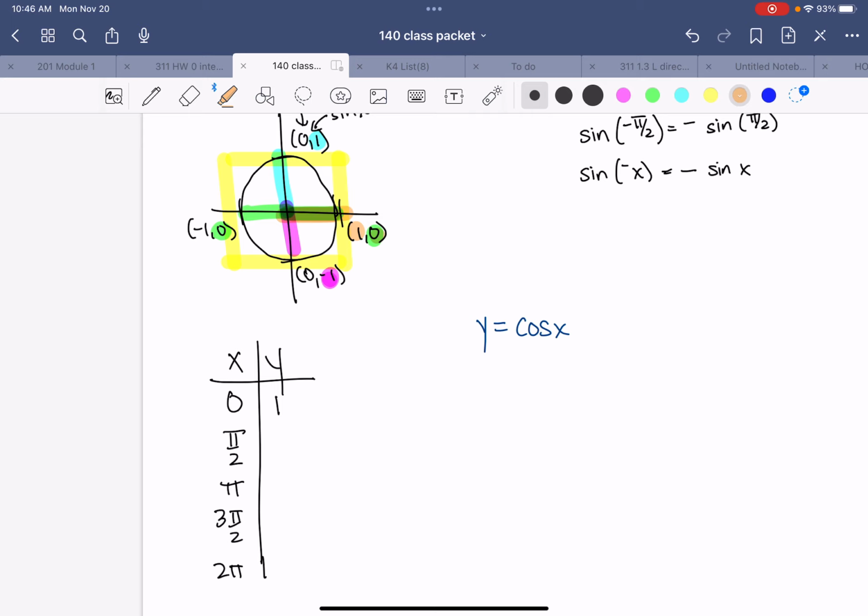Then for the blue angle at pi over 2, I'm at 0. And then for the green one, I'm at -1, and that's for pi. And then for 3 pi over 2, that's the purple one down here at the bottom, I'm at 0. And 2 pi is back to the beginning again, so that's going to be my 1.